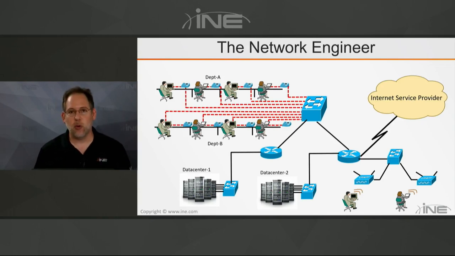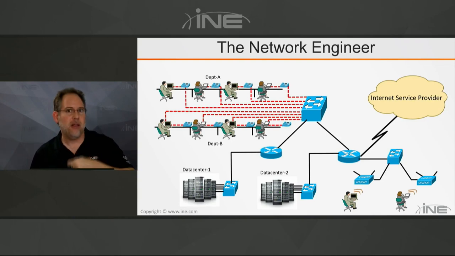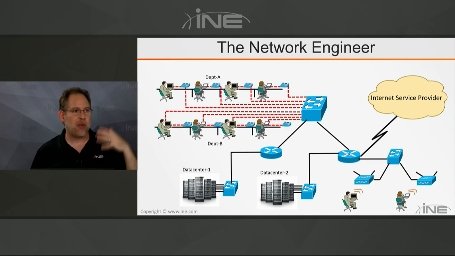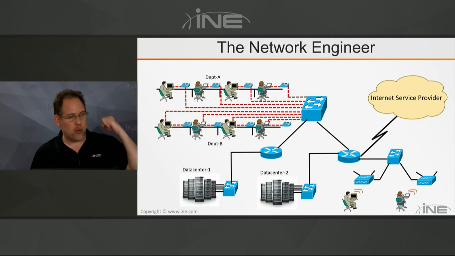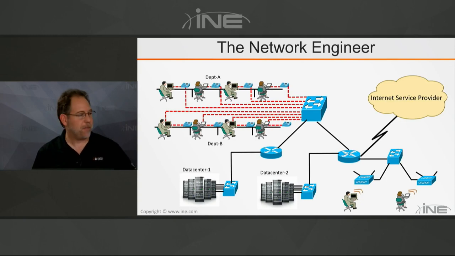The network engineer will purchase the equipment. You know, there's lots of different kinds of routers and switches. So the network engineer might be in charge of deciding what type, what make and model of router and switch needs to be purchased to fulfill this document's requests. And then the network engineer will implement all this stuff and configure it, test it, make sure it's working. So that's the network engineer.